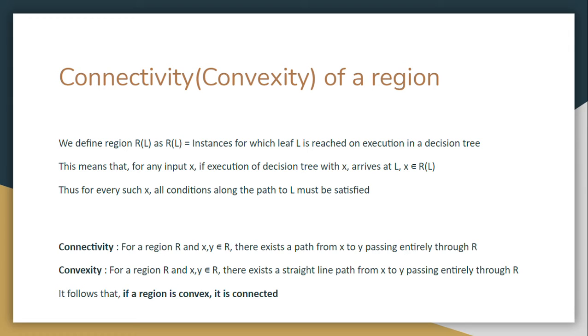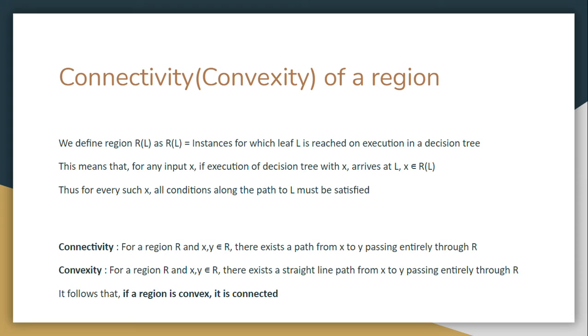Okay, next we can define connectivity. It's a simple concept. For a region R, and points x and y belonging to R, there exists a path from x to y which passes entirely through R. On similar lines, convexity is a more special case of connectivity, which is that if the same region R and the 2 points x and y belong to R, then there exists a straight line path from x to y which passes entirely through R.